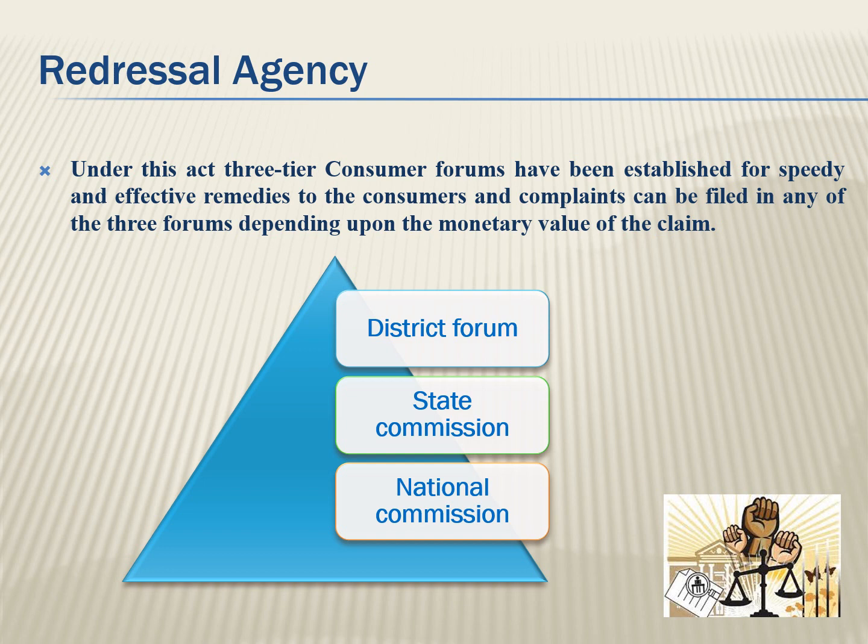The third level is the National Commission. This commission shall have jurisdiction to entertain complaints where the value of the goods or services and compensation claimed exceeds rupees 1 crore, and this commission can also hear appeals against the orders of any state commissions.